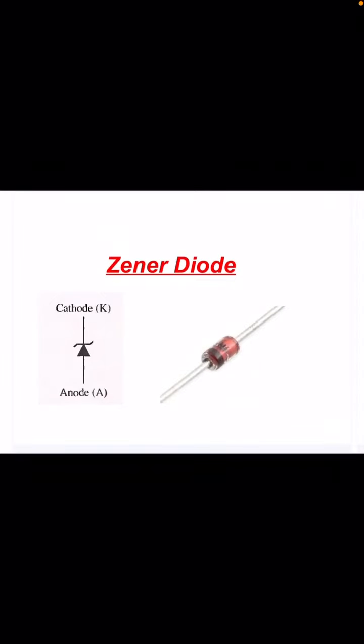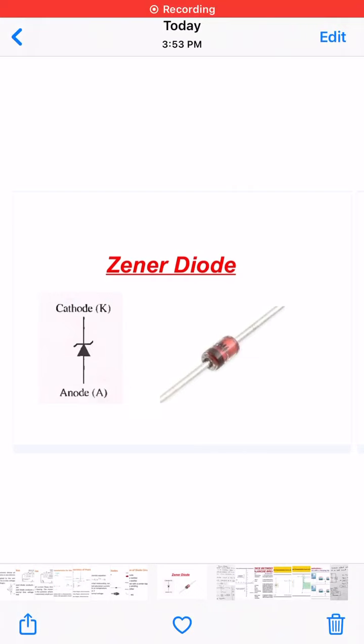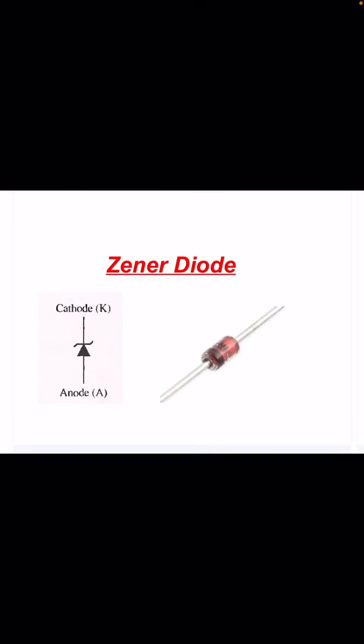Hello, dear students. Today, our topic of discussion is Zener Diode. In the last lecture, yesterday, we discussed what is a PN junction diode. Now you are familiar with the P type semiconductors, N type semiconductors, and how the combination of a P type and N type semiconductor results in a diode, which is sometimes known as PN junction diode.